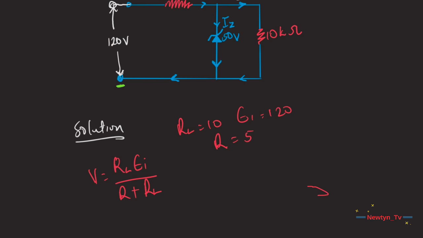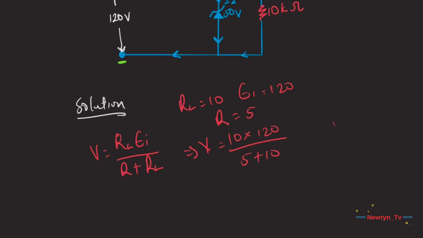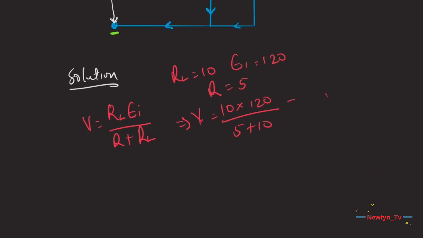So if we have this, now let's calculate the V. The voltage here will be V equal to 10 times 120 over 5 plus 10. So when we do this, we should get 80 volts. Right. Now, since the voltage across the Zener diode is greater than VZ, which is equal to 50 volts, the Zener is in the on state. So it can therefore be represented by a battery of 50 volts.